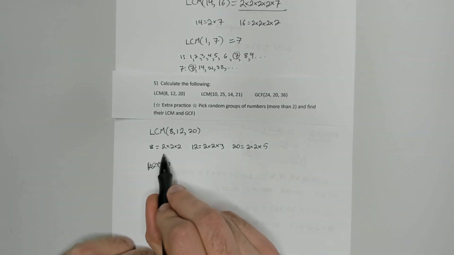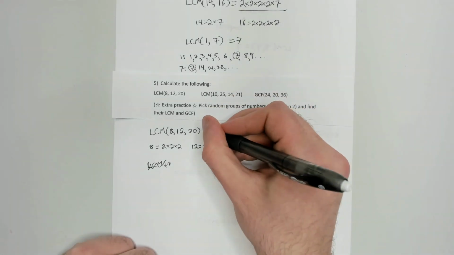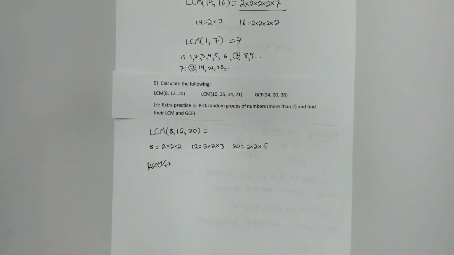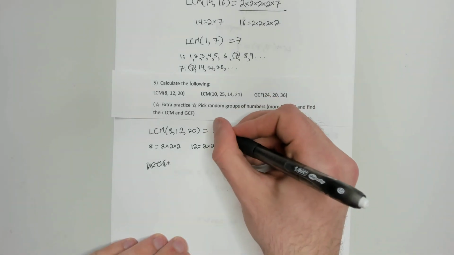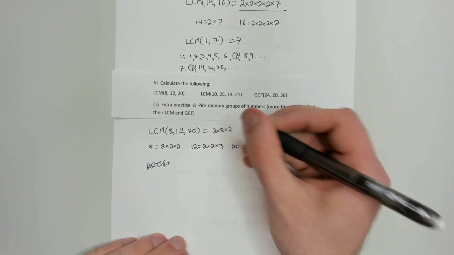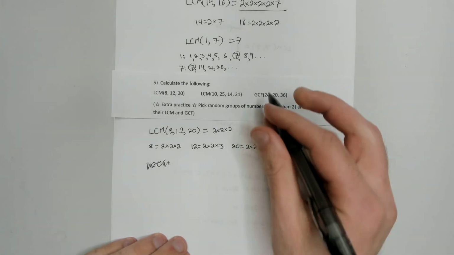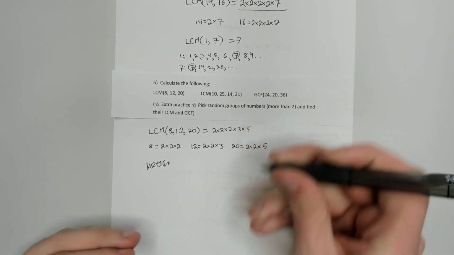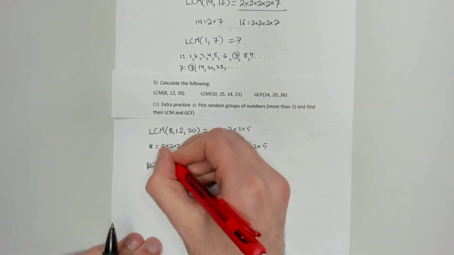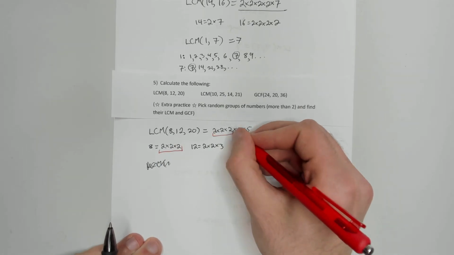So we have the prime factorizations of 8, 12, and 20. And what do we do? Well, we just write out all the prime factors such that we cover them, right? So we got 8's prime factors covered. Now 12, its 2's are covered, but we still need the 3. And for 20, its 2's are covered, but we still need the 5. So we see that 8's prime factorization is covered by this.